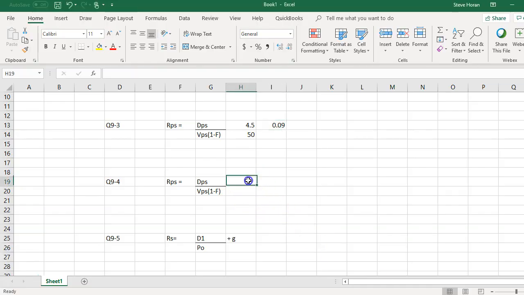So for question 4, we're still down to the same formula. To compute the dividend, I take the par of 60 times 0.06, which is 3.60. For my value, I use 70. I multiply that by 1 minus flotation, which is 0.05.